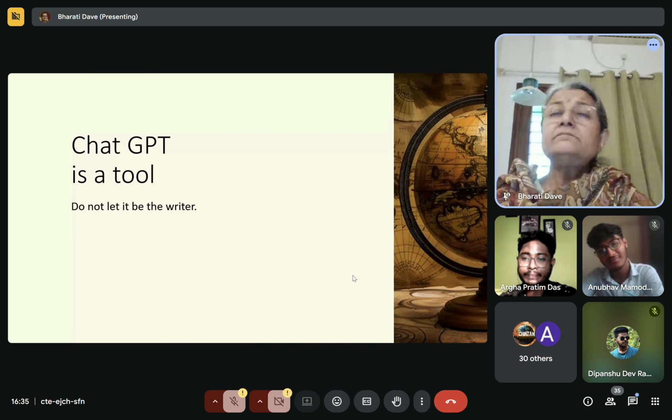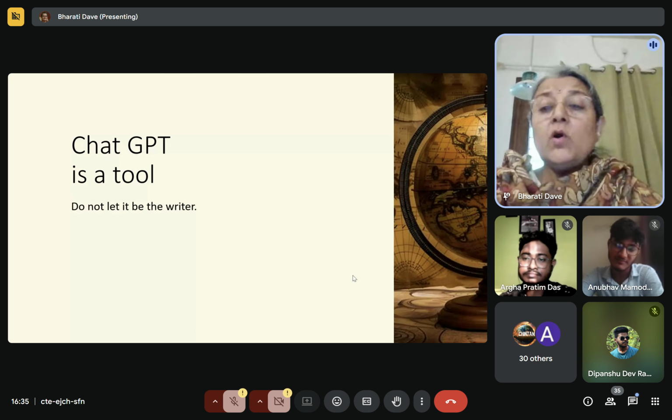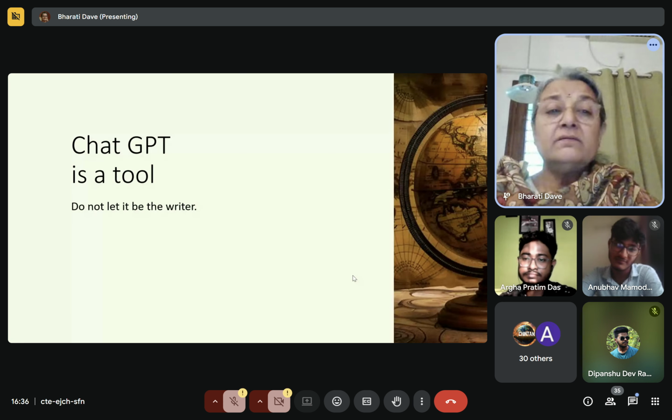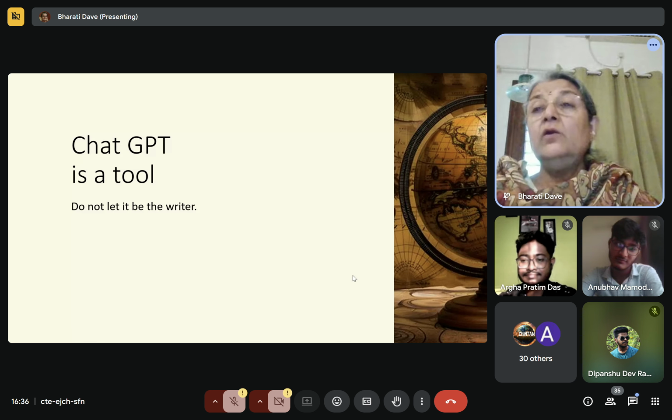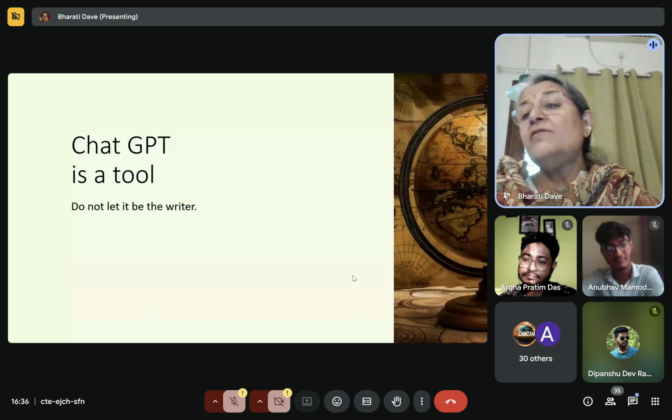So don't take these shortcuts. If you plan to be a writer, if you plan to be a researcher, do not take these shortcuts. Use ChatGPT, it's a great tool, but use it as a tool, nothing else. Do your own research, think for yourself, train for yourself in writing better, read more and more. All that you have to do. Okay.